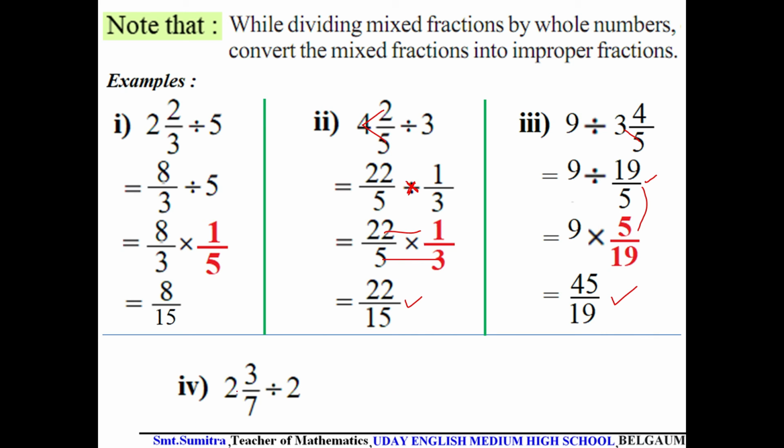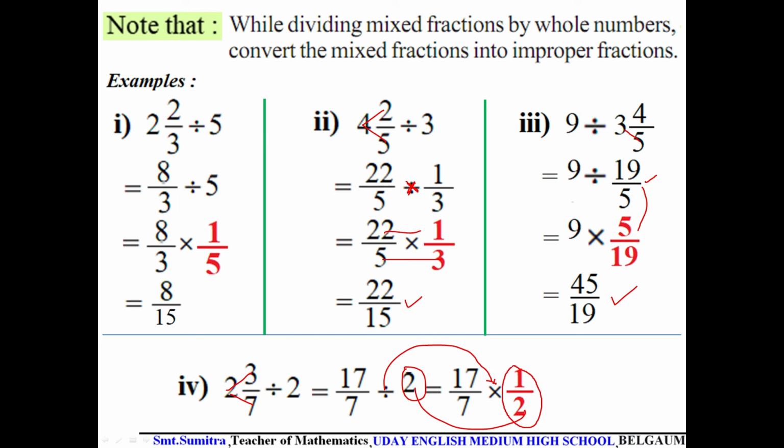2 integer 3 by 7 divided by 2. 7 2s are 14, 14 plus 3, 17 divided by 7. Divided by 2 is written as it is. 17 by 7, this is written as multiplication, and 2 reciprocal is 1 by 2. Then you multiply. 17 ones are 17, 7 twos are 14. 17 divided by 14, answer.